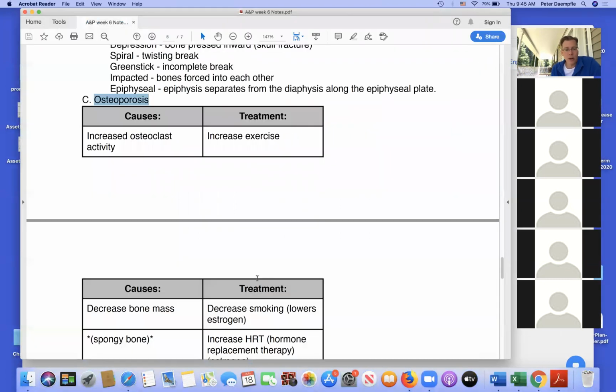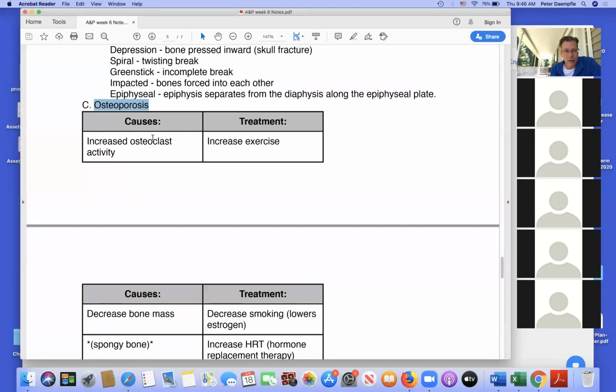Anyway, moving along, osteoporosis. So now you see the picture of osteoporosis, thinning of the bone. It's an easy definition. Osteoporosis is thinning of the bone, and it occurs when osteoclast activity is greater than osteoblast activity. Does that make sense? Blasts build more bone, clasts break down bone.